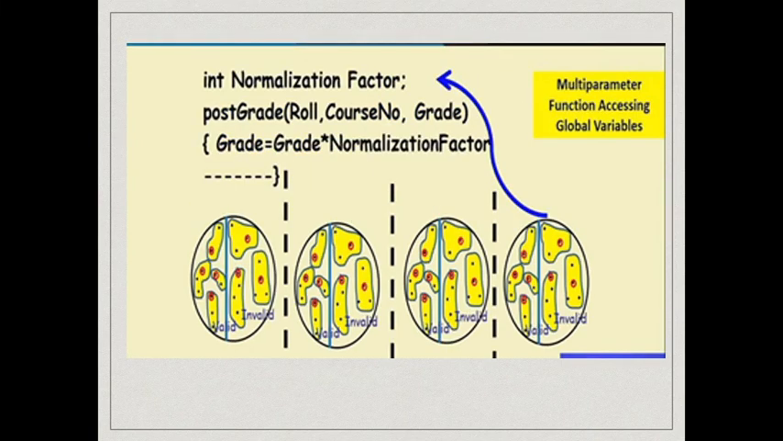But not only the number of parameters, a function might also use some global variables. Look at the function post grade. Let's say it uses a normalization factor while computing the grade. While posting the grade, not only does the teacher define the roll number, course number, and grade, but internally it does a normalization by using a normalization factor. In that case, we need to consider all the possible equivalence classes that may be defined for the normalization factor variable. Therefore, we will have four sets of equivalence classes here.